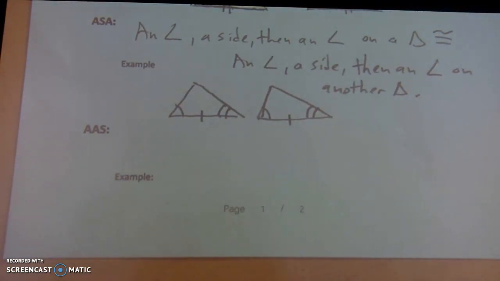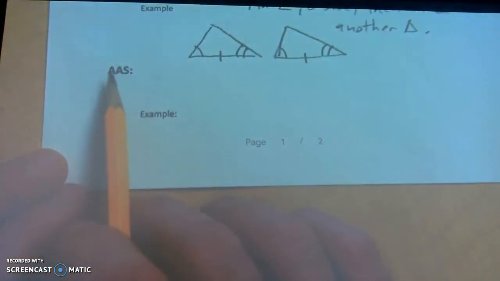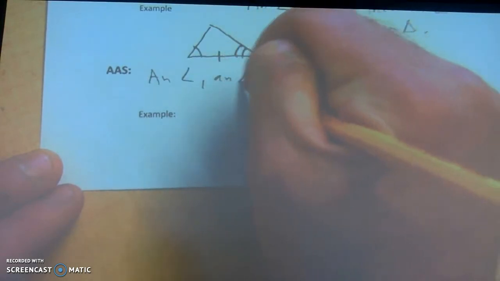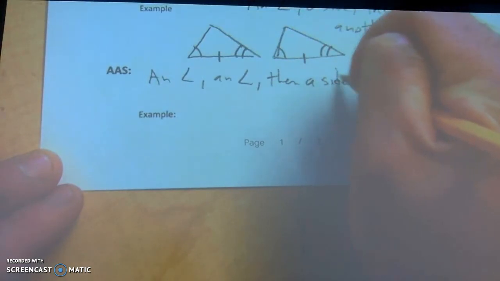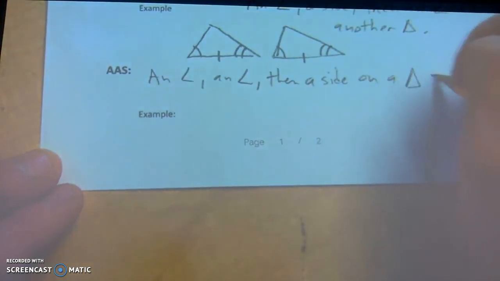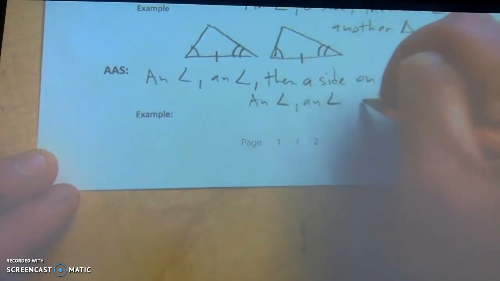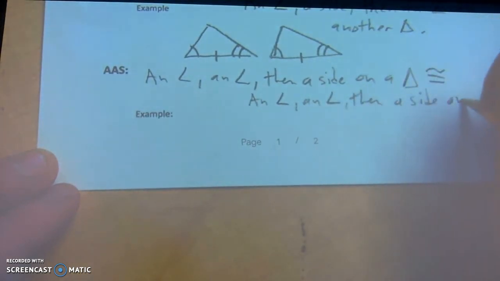Okay. And the last one, guys, is AAS. Pretty similar. It's going to be a little different. You're going to have to notice the difference between ASA and AAS. That's important. So this is going to be an angle, another angle, so I'll say an angle, then a side on a triangle, congruent to an angle, then a side on another triangle.